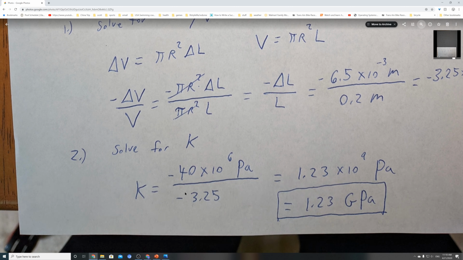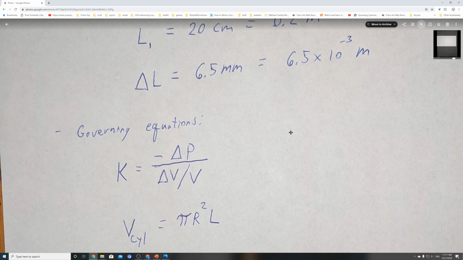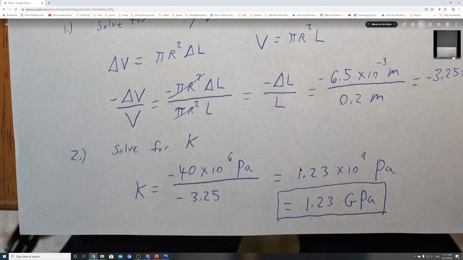This is negative and this is negative, so you have a positive come out, which is 1.23 times 10 to the 9 pascals, or 1.23 gigapascals. The part you have to recognize here is that I put an absolute value at the top, but it's a negative, so delta L is actually a negative change. I wrote it like this, but since I wrote delta L as an absolute value here, okay. So that's the solution for this problem.